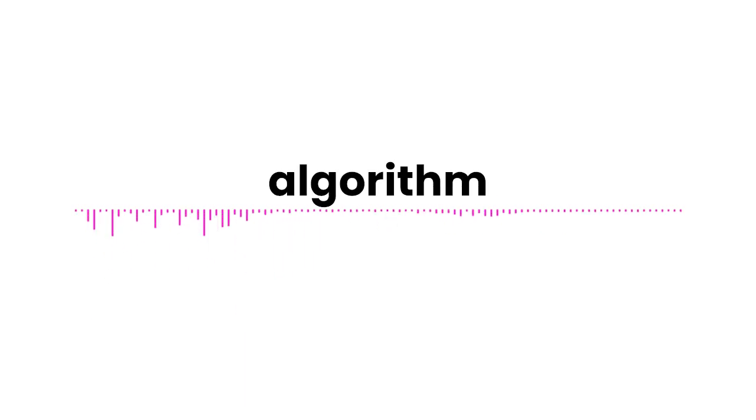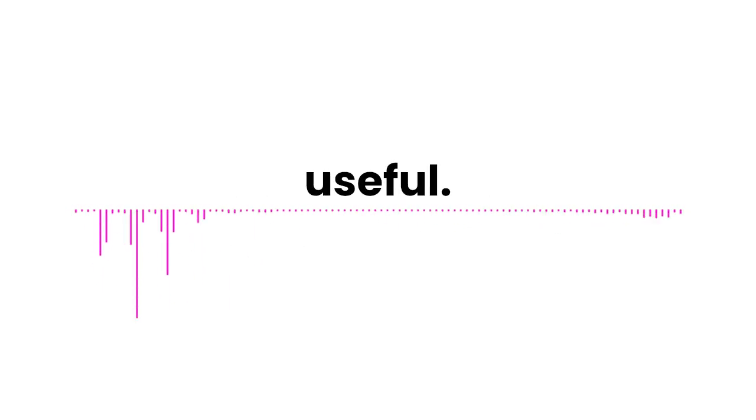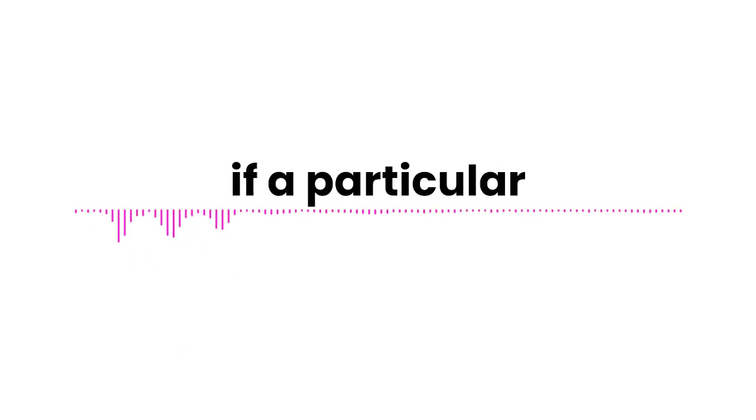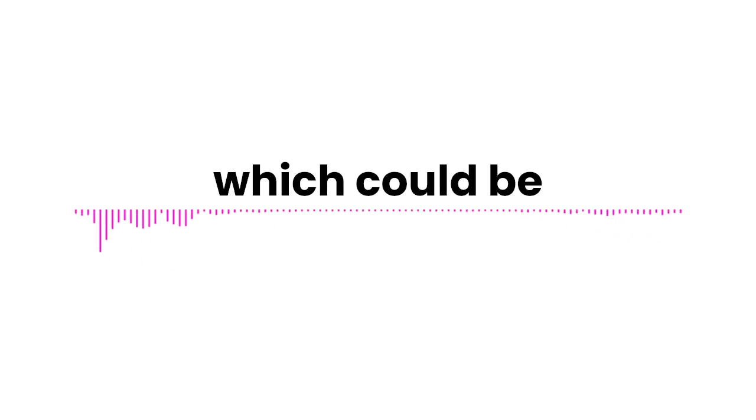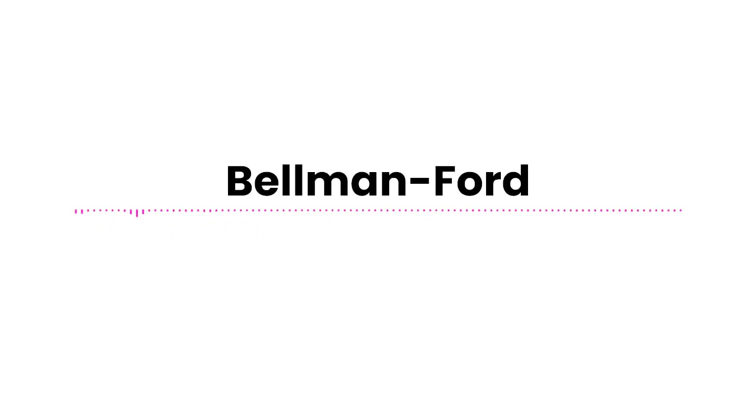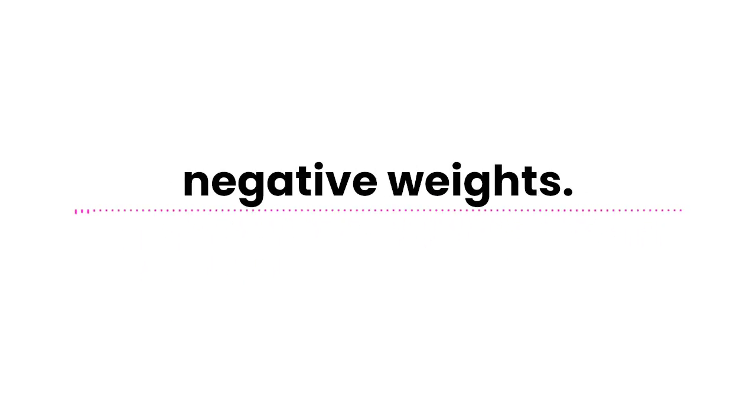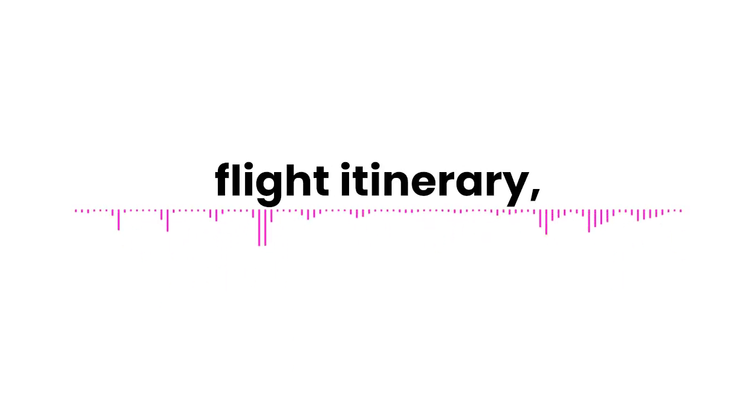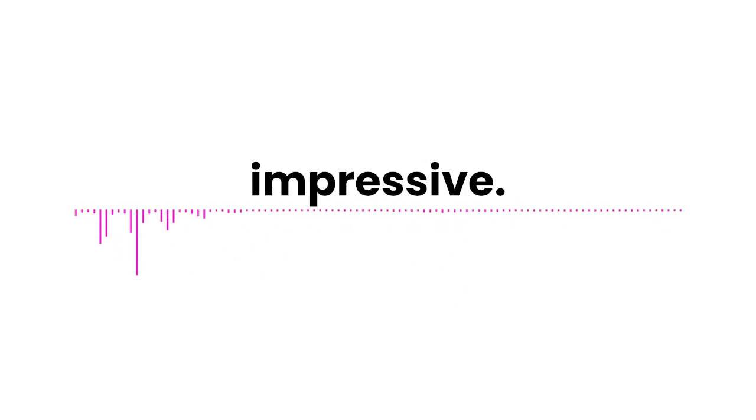So Dijkstra's algorithm helps us find the shortest path in a weighted graph. That's incredibly useful. But what happens when we encounter negative weights? Like, what if a particular route offers a reward, like frequent flyer miles, which could be considered a negative cost? That's where Bellman-Ford comes in. Imagine a network of flights where some routes have discounts or even reward miles. Those are like negative weights. Bellman-Ford can handle these complexities to find the cheapest flight itinerary, even when those negative weights throw a wrench in the works. Wow, that's impressive.